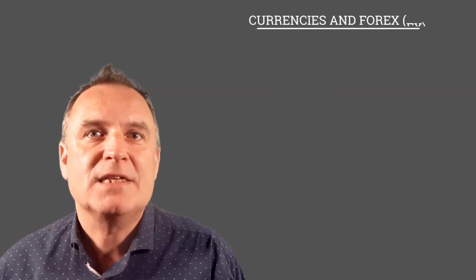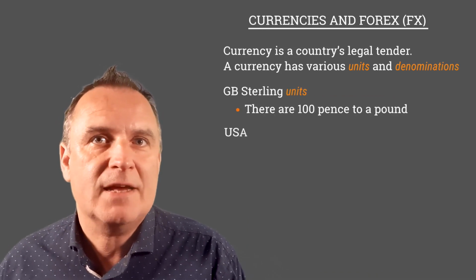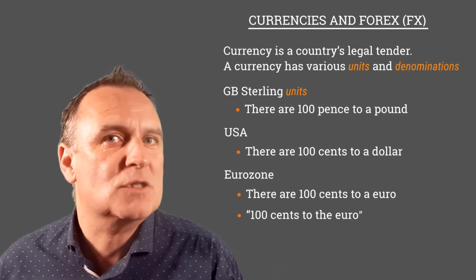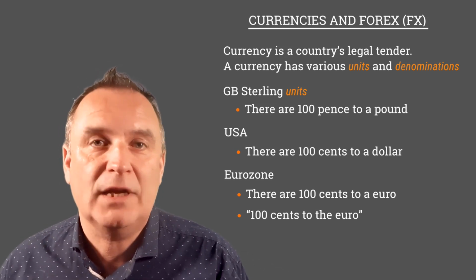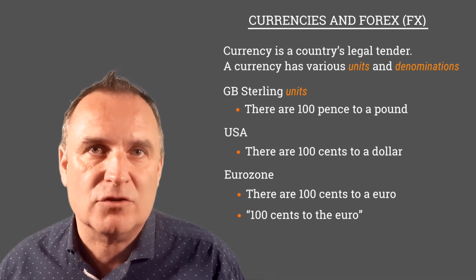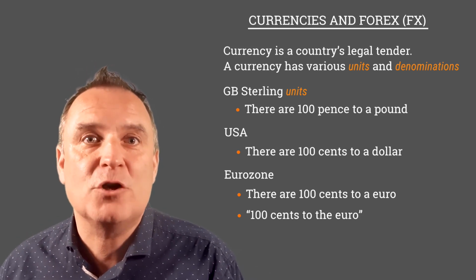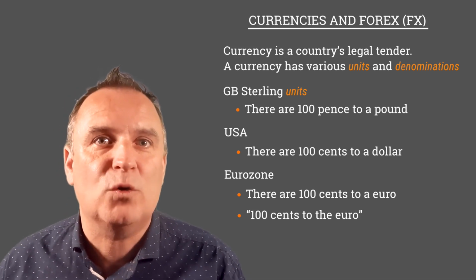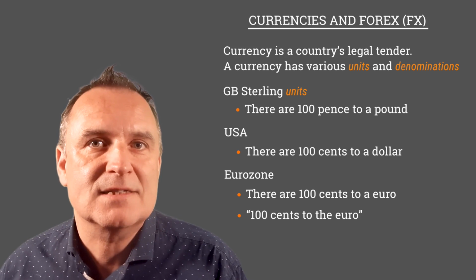So a currency is the money that you can spend in a certain country. We sometimes say it's that country's legal tender. In actual fact, it's possible to have more than one legal tender in a country. So there may be 2 or even 3 currencies which are accepted in shops and banks in that country. And each currency has various units and denominations. So various units, and for currencies, for money, we call these denominations. And prices are expressed in these units.